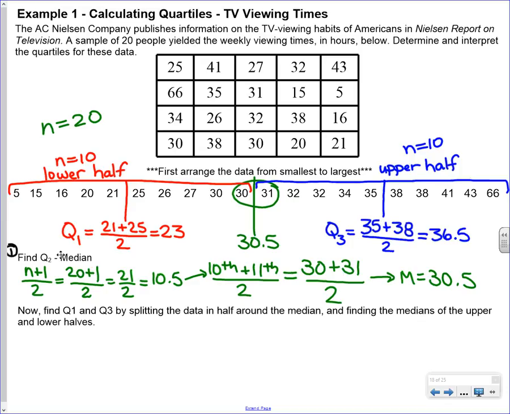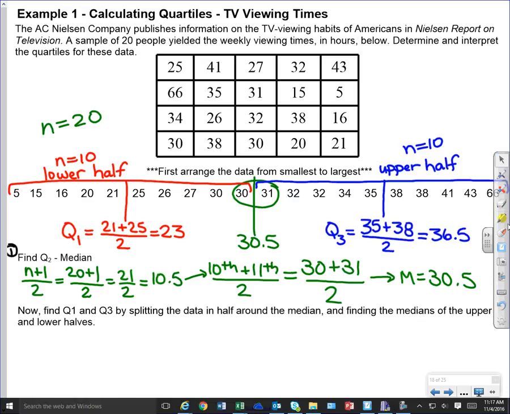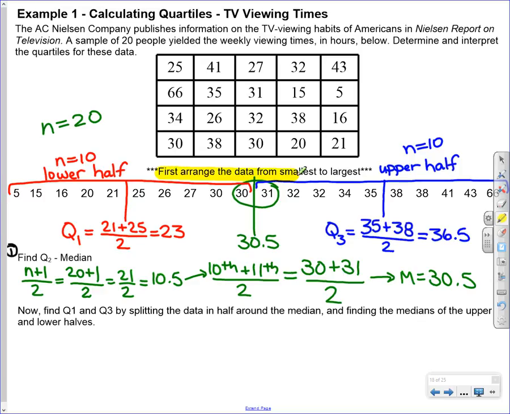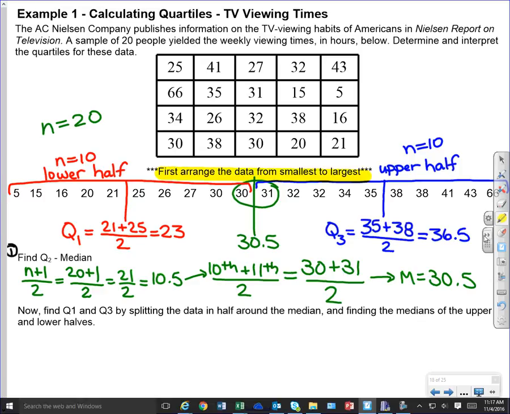But if you're doing it by hand, first what you want to do is arrange the data from smallest to largest. If it's not already like that, make sure you arrange it from smallest to largest, because remember with calculating the median, it's looking at the position a number is in, where it is on the number line. If you don't have things in order, that's going to mess up your calculations. So we arrange the data from smallest to largest here. That's why I have the data rewritten.